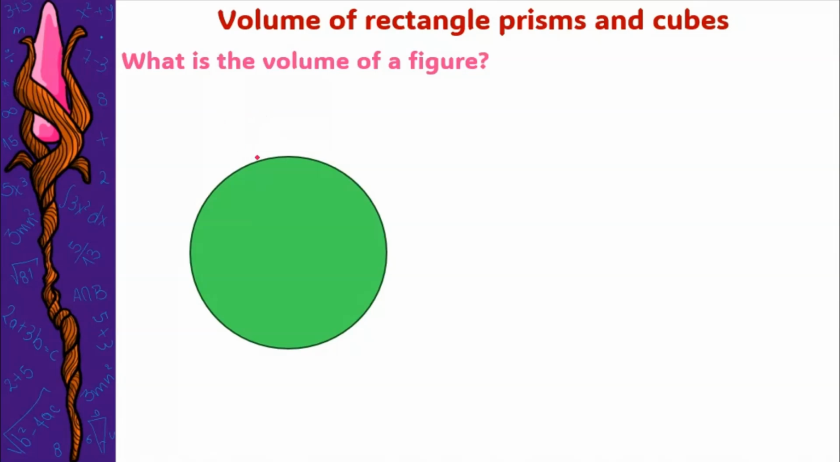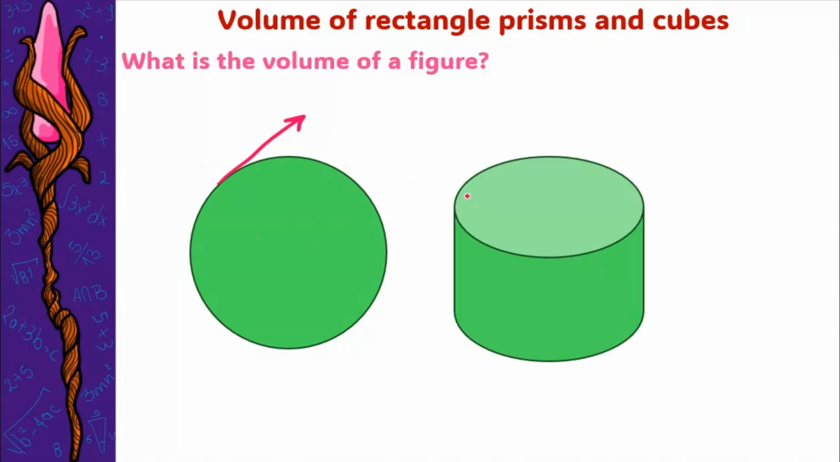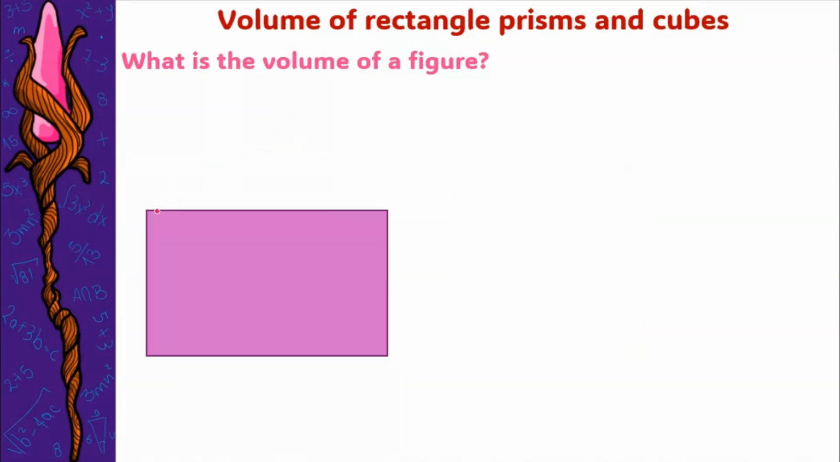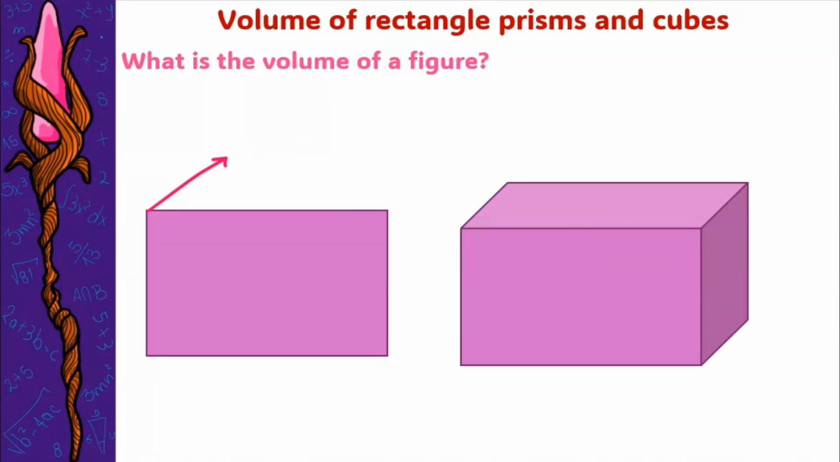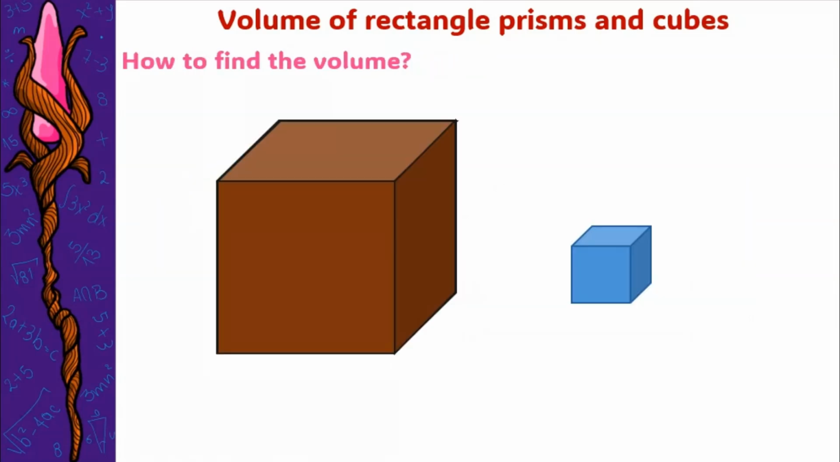For every shape in two dimensions, we can give it a third one and convert it into a 3D shape. Like the circumference, we can make it a cylinder. Or a rectangle, if we give it a third dimension, we make it a rectangular prism. So the volume is basically how much space the shape occupies. And there are several ways to measure it. But how to find the volume of a figure?